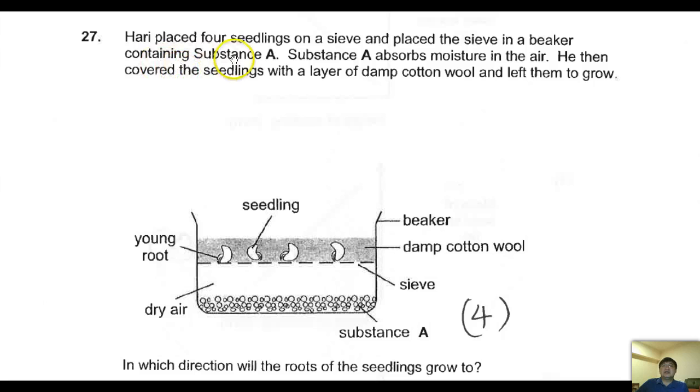Now, this container with substance A absorbs the moisture in the air. All these are drying agents. It means whatever water is present over here, some water molecules go into the air pocket over here. These absorbers will absorb it, so the whole air in this pocket will remain dry, or at least drier than the air above here, right? He then covered the seedlings with a layer of damp cotton wool and left them to grow.